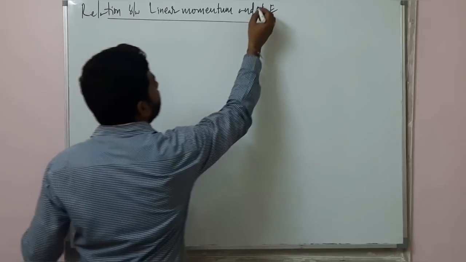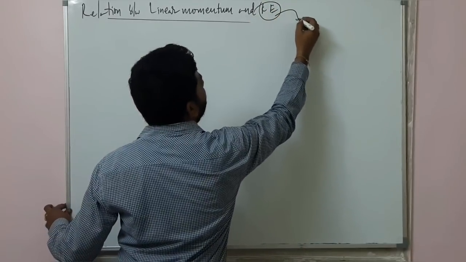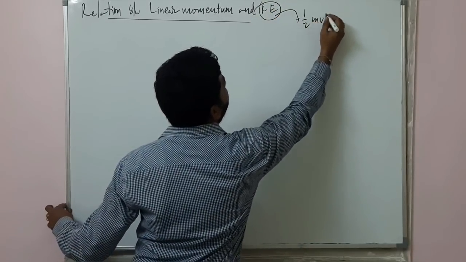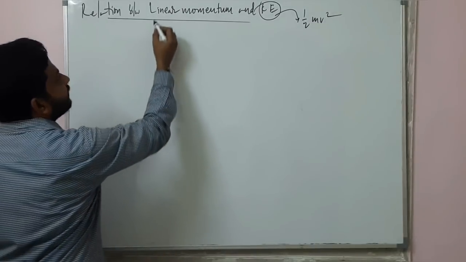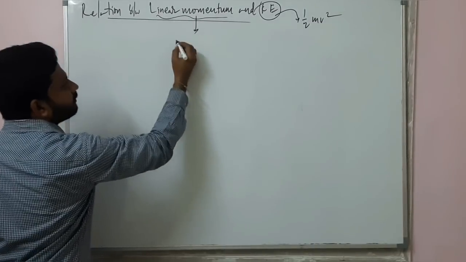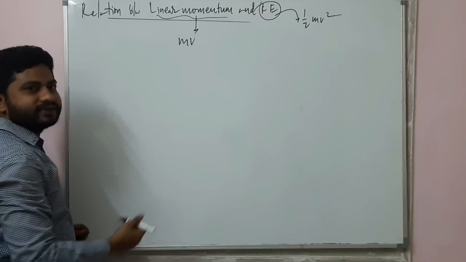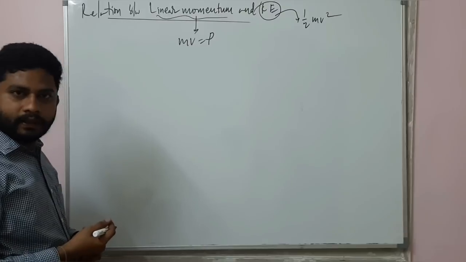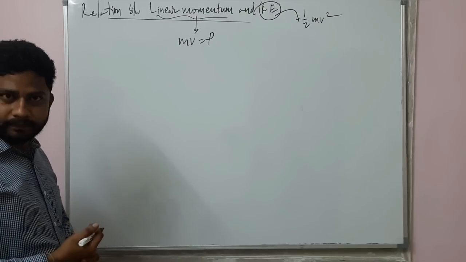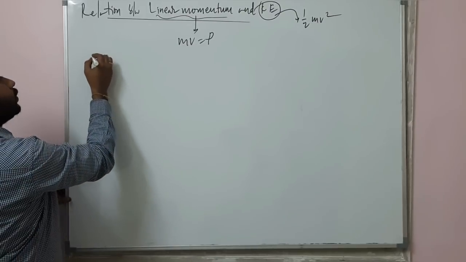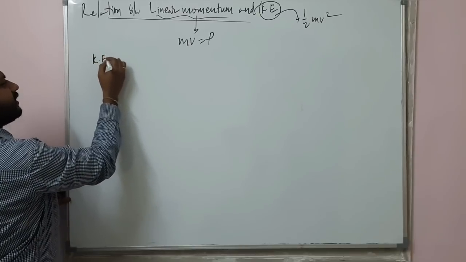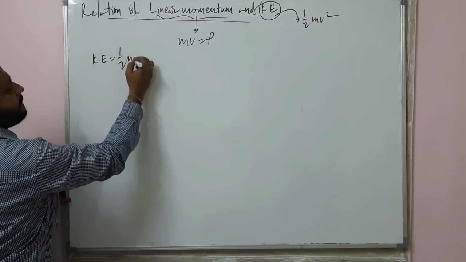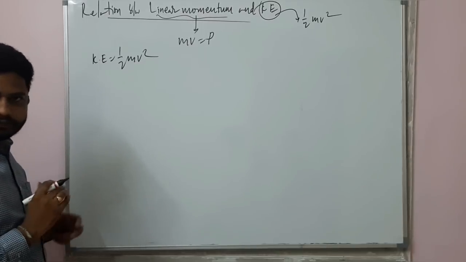We know kinetic energy is half mv square, and linear momentum is mass into velocity, which is denoted with the symbol P. P is linear momentum. How to get the relation among them? Let's see. We know the kinetic energy is equal to half mv square. Right?